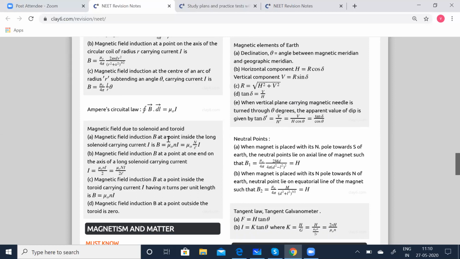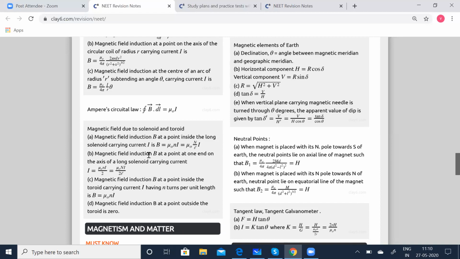Magnetic field induction B at a point inside a long solenoid carrying current I is B is equal to mu 0 n I, which is equal to mu 0 N by L times I, where capital N stands for the number of turns, and turn density n is given by capital N divided by L. L is the length of the whole conductor, and I is the current.